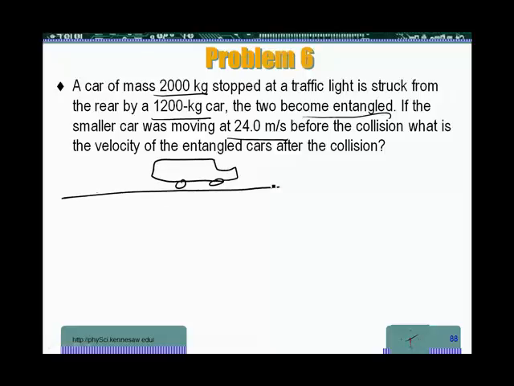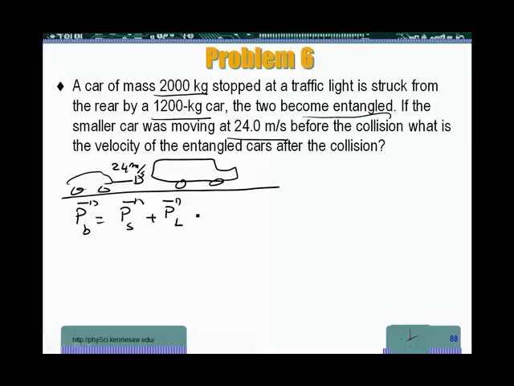Standing in the park, at the traffic light. Now, and we have this smaller car coming in towards it at 24 meters per second. That's a high speed, by the way. Okay, now, so what's my initial momentum?